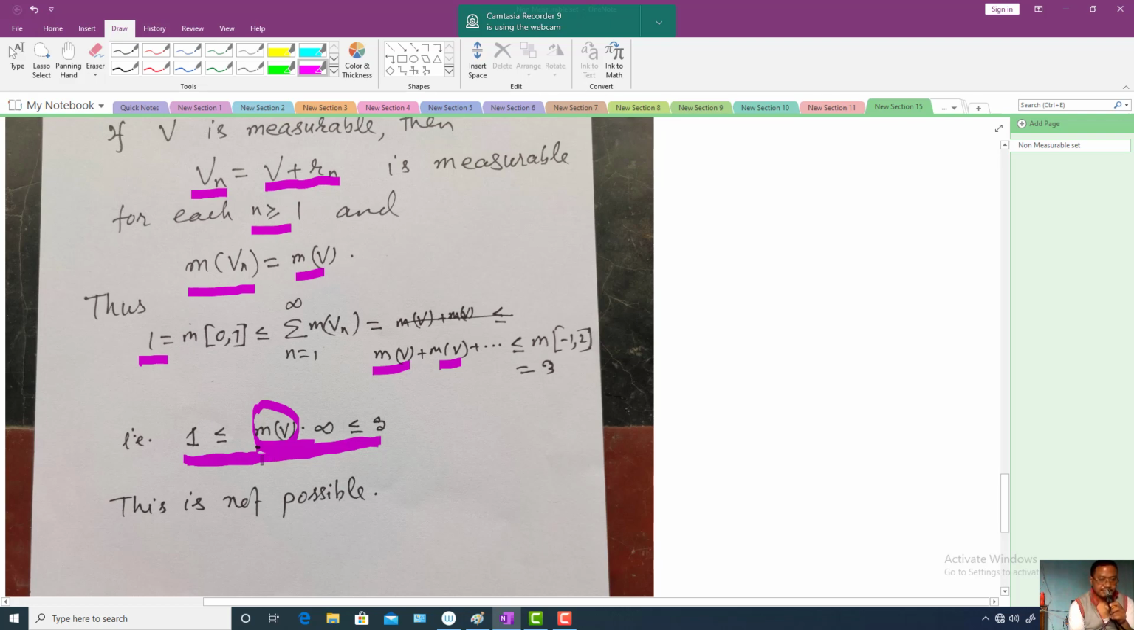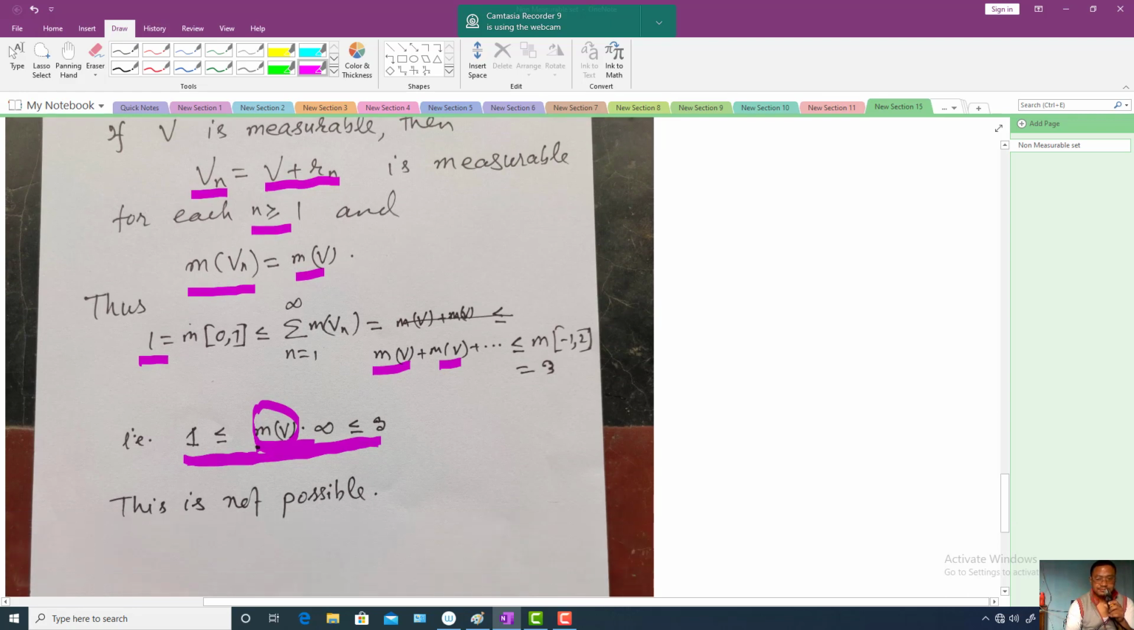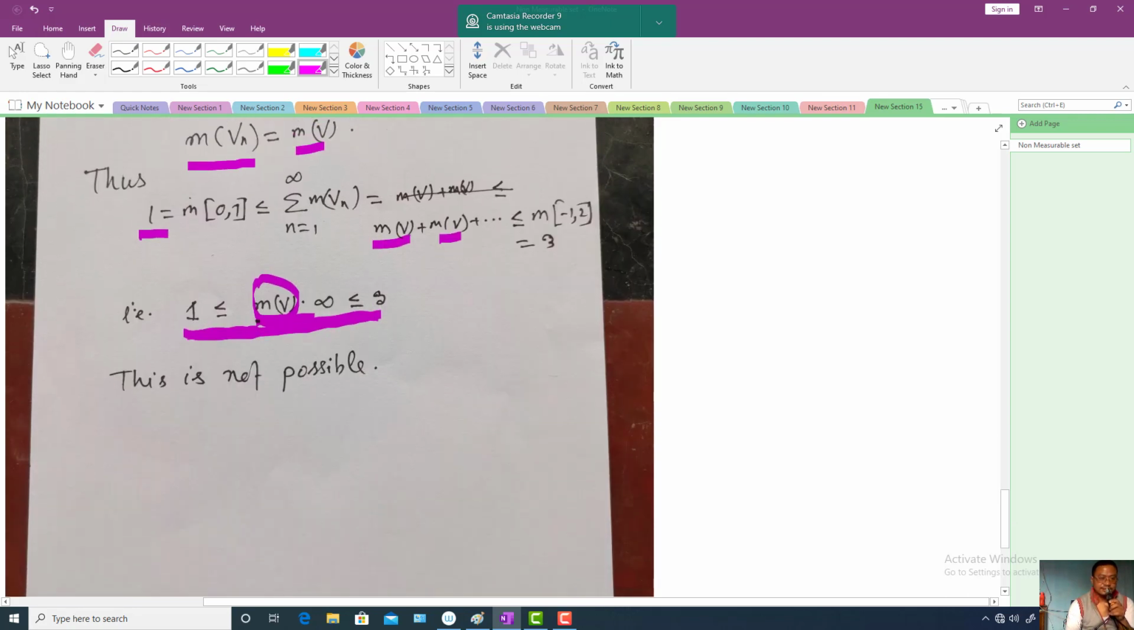So this situation arises from our assumption that V is measurable. So V should not be measurable. Now we are able to construct a set which is not measurable. How do we construct the set? It is a very lengthy procedure, with so many steps and so many things. So this is the thing.